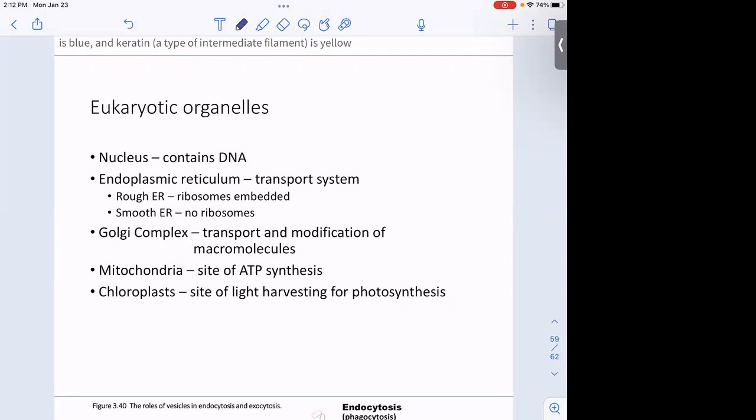The smooth ER, excuse me, has lots of different functions. Of course, it doesn't have ribosomes. One of its more famous functions is lipid synthesis. So we'll make a note of that. The Golgi complex, just transport modification. So it encloses maybe proteins that are made in the rough ER and kind of escorts them wherever they need to go in the cell.